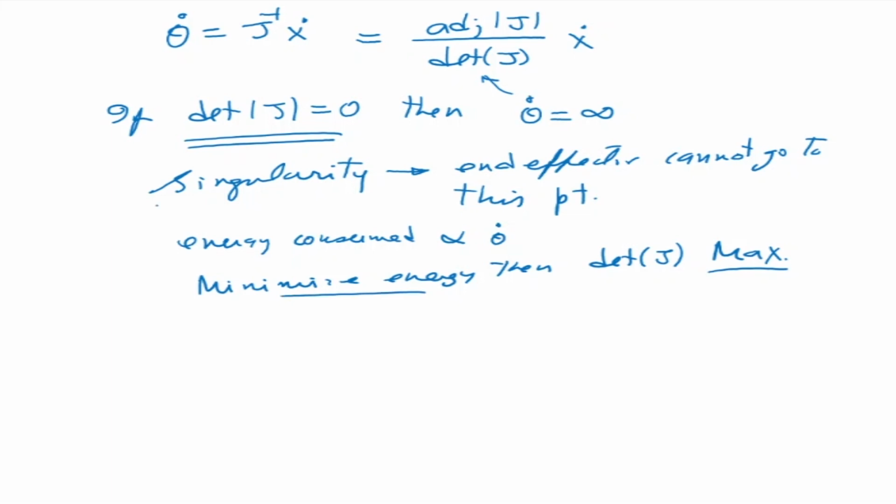Before we go there, let us look at singularity. Singularities are of two kinds. The first type of singularity is called the boundary singularity.